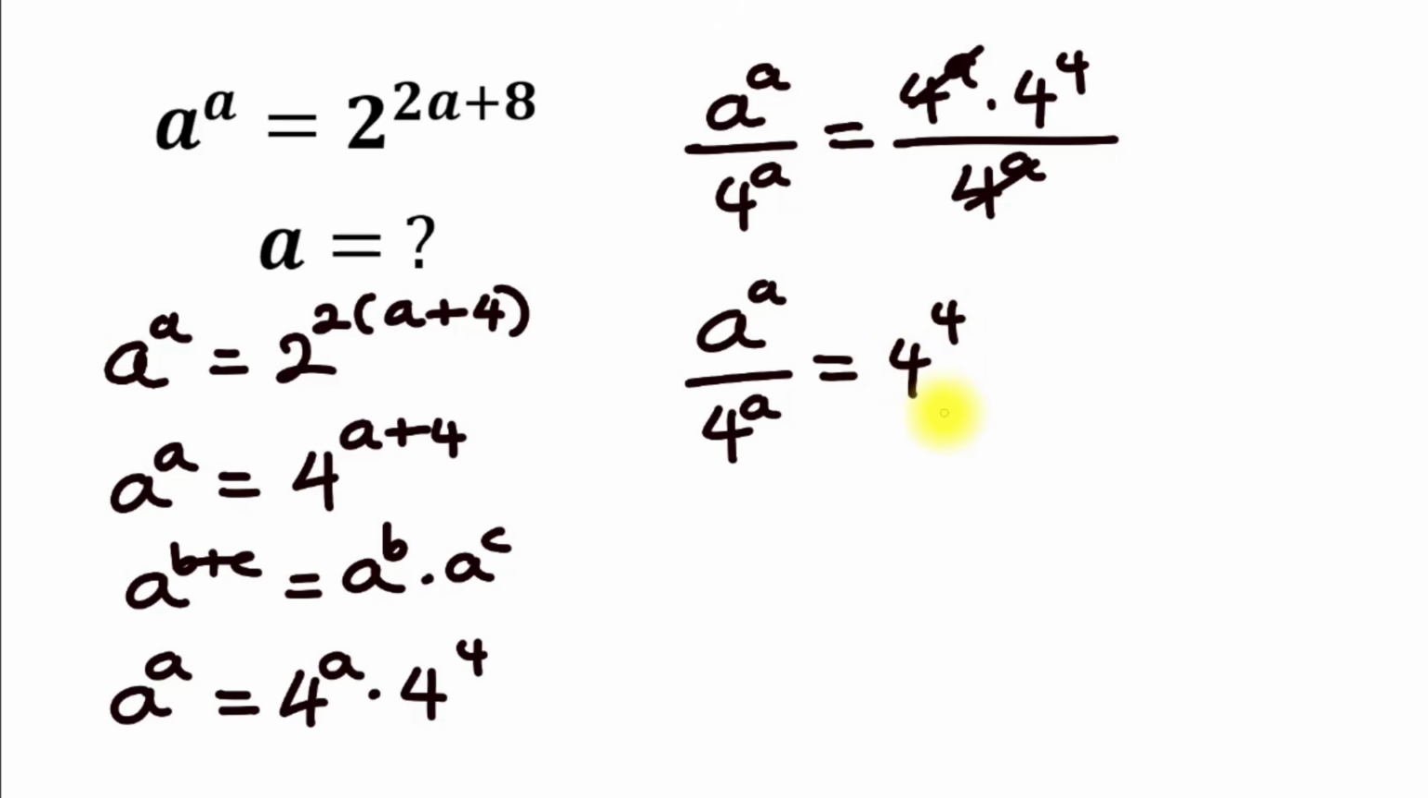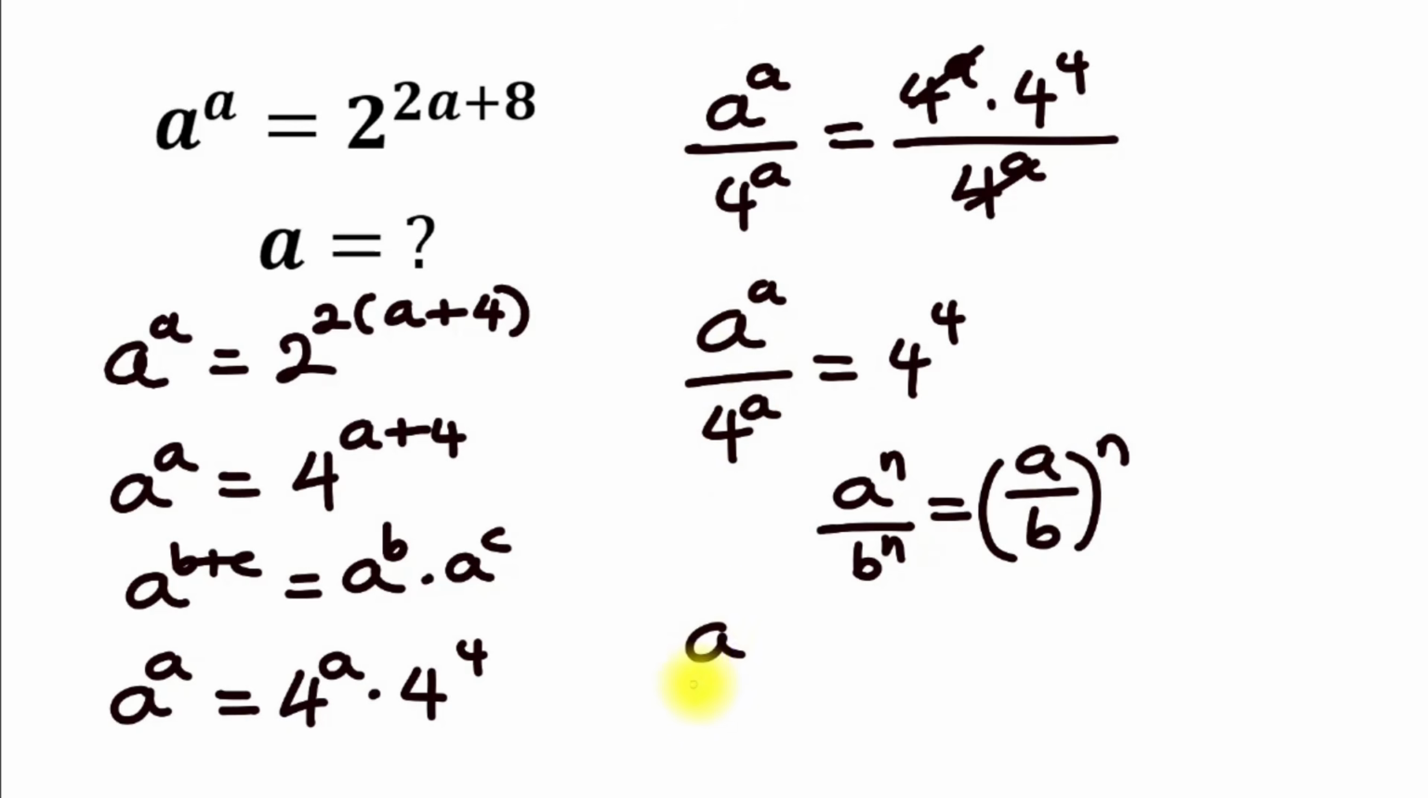Very good. Now let's apply this property of indices that says that when I have, for example, a to the power n all over b to the power n, this is the same as a all over b all raised to the common power of n. So we apply this to what we have here. That means this expression can be written as a over 4 all raised to the common power of a, and this is equal to 4 to the power of 4.